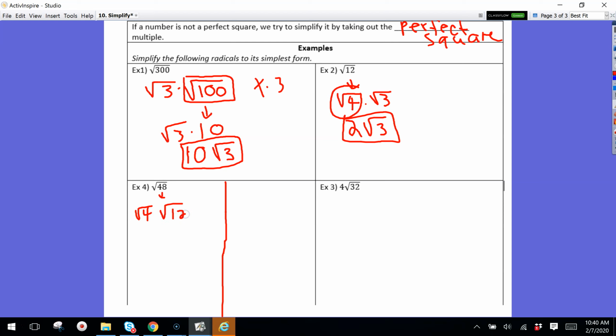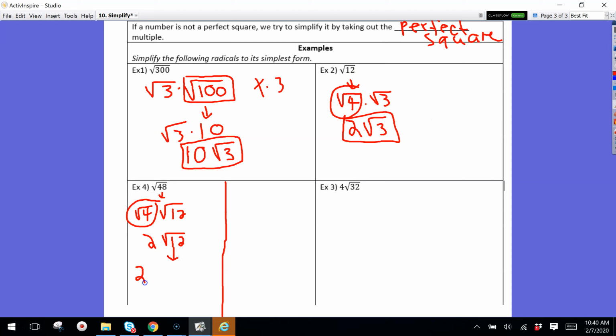Great. We're getting there. And so the square root of 4 is 2, and we have 2 square root of 12. Now, this is not completely simplified. If I'm telling you to simplify something, I want it completely simplified. Why is this not? Because the square root of 12, we just learned how to simplify. So we're going to have to take one more step and redo this.